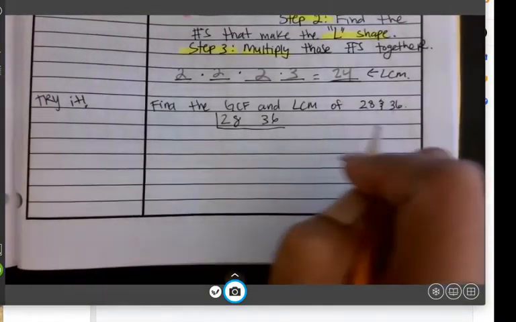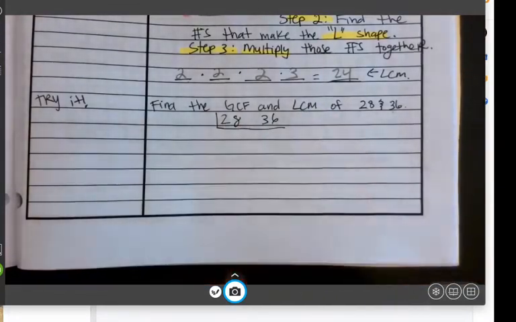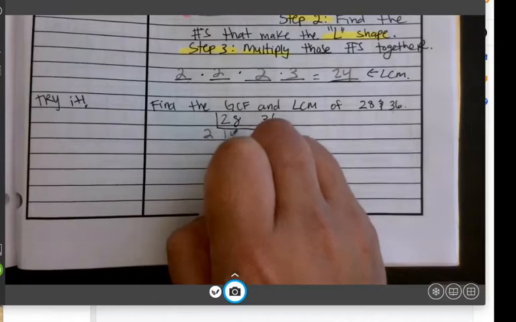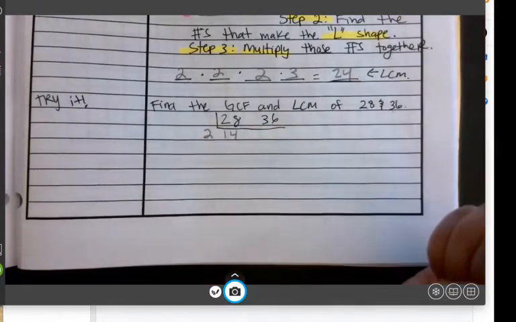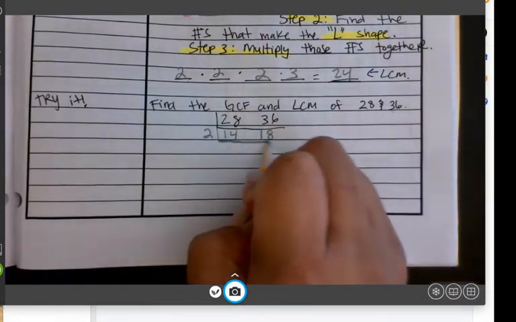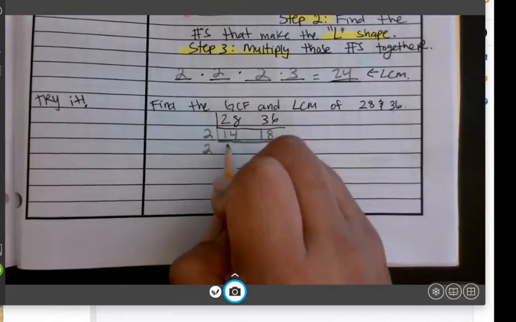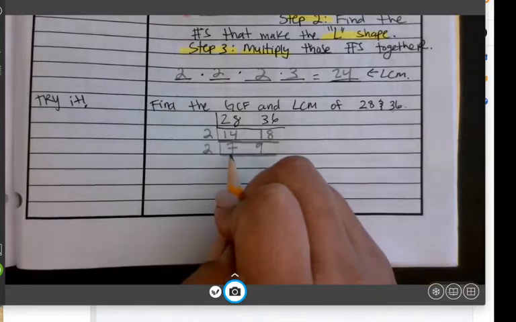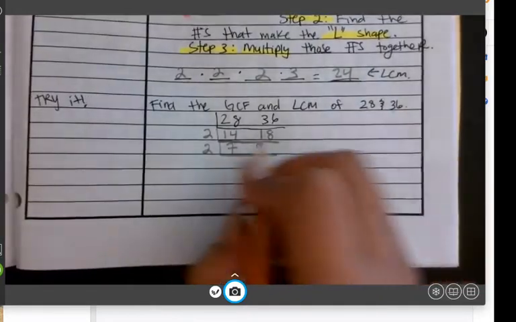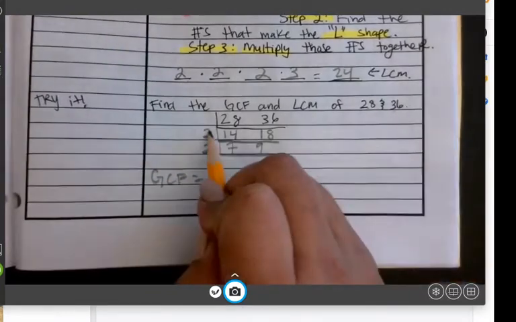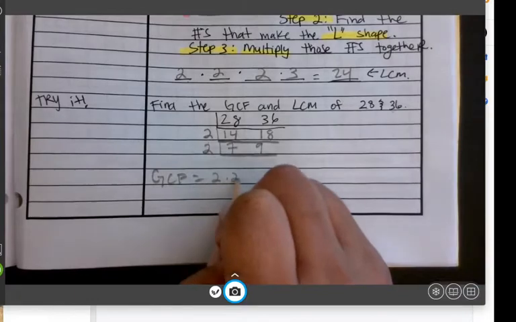Okay, now it's time to go back. 28 and 36 are both divisible by 2, so I'm going to do that right away. 28 divided by 2 is 14. 36 divided by 2 is 18. 14 and 18 can also be divided by 2 again. 14 divided by 2 is 7, and 18 divided by 2 is 9. 7 and 9. 7 is a prime number, so we cannot divide anymore. So my GCF is our vertical numbers, so 2 times 2, which equals 4.